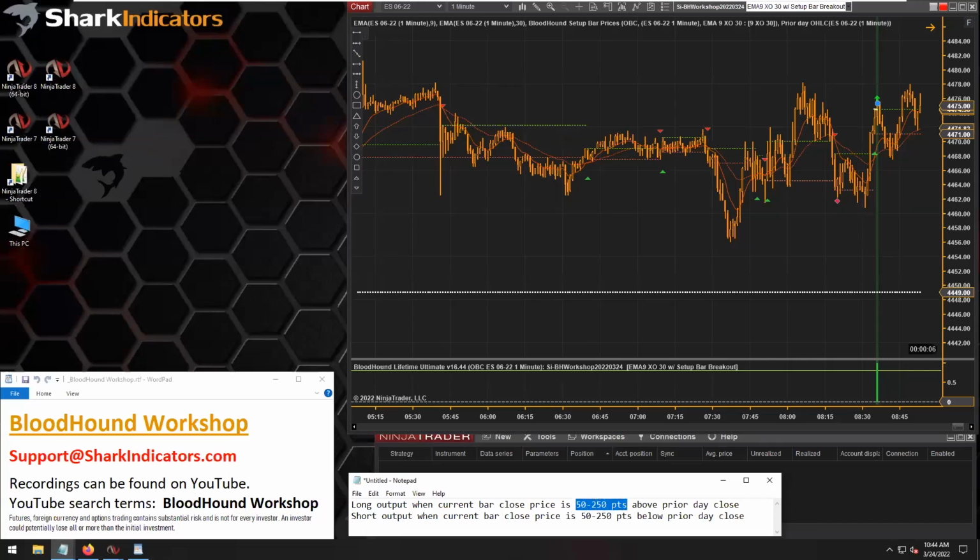So we just want to know when the market is within this 50 to 250 point range, and then we'll create a bias output. So this is not an actual signal. It's not a discrete trade signal. It's just a long trend or a short trend kind of bias output there.